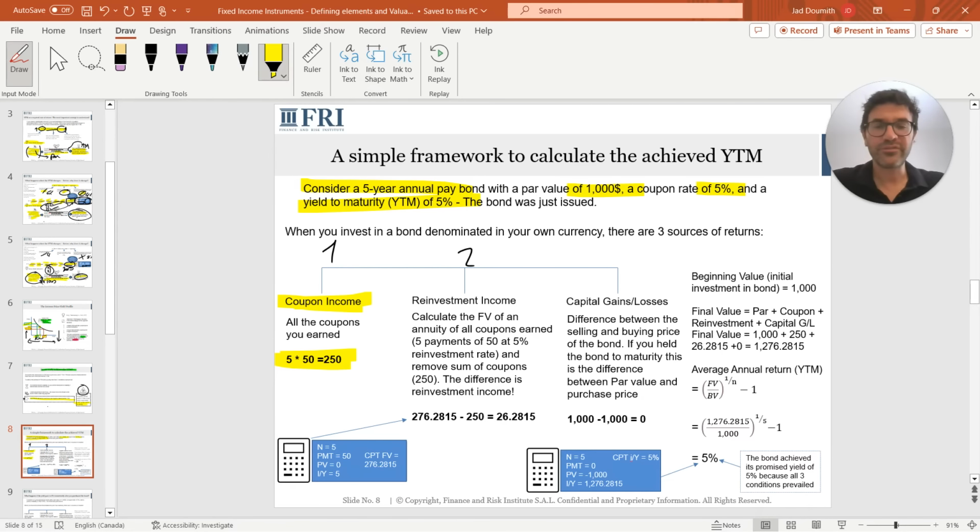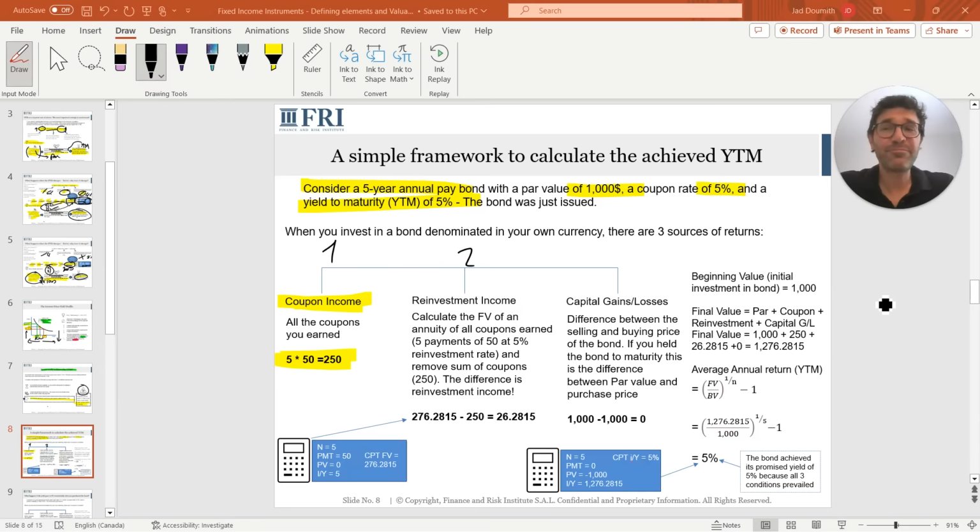To solve for reinvestment income, recognize first that you have 5 coupon payments, equal value of 50, uninterrupted for 5 years. This, by the way, is the definition of an annuity. And look here how it's extremely interesting and important to be able to link between topics. This is a quantitative methods topic, annuities, but your good understanding of annuities will actually allow you to have a good understanding of reinvestment income.